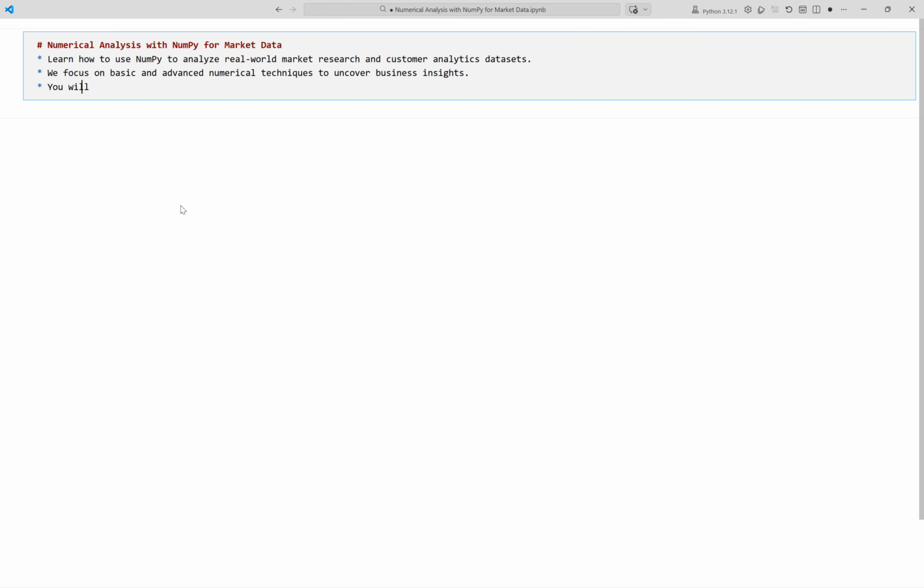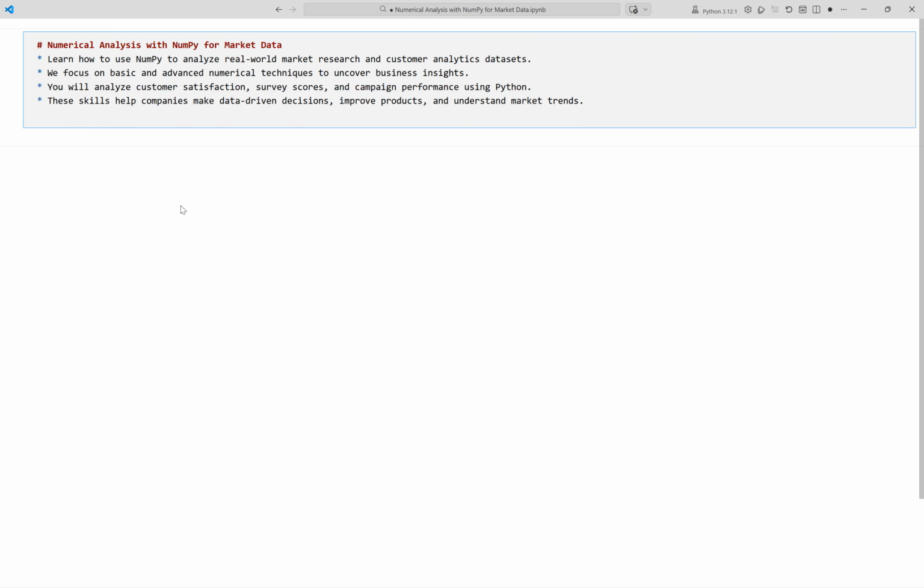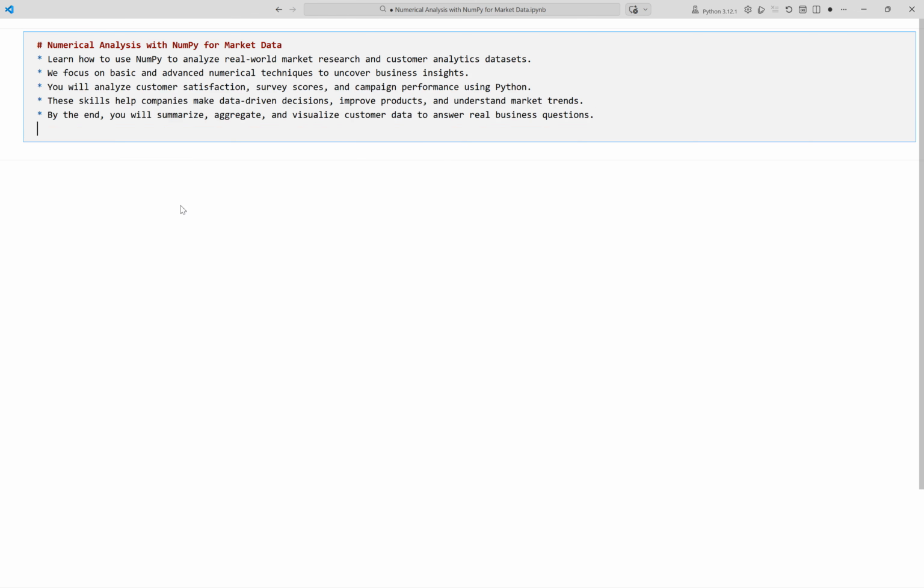You will analyze customer satisfaction, survey scores, and campaign performance using Python. These skills help companies make data-driven decisions, improve products, and understand market trends. By the end, you will summarize, aggregate, and visualize customer data to answer real business questions.